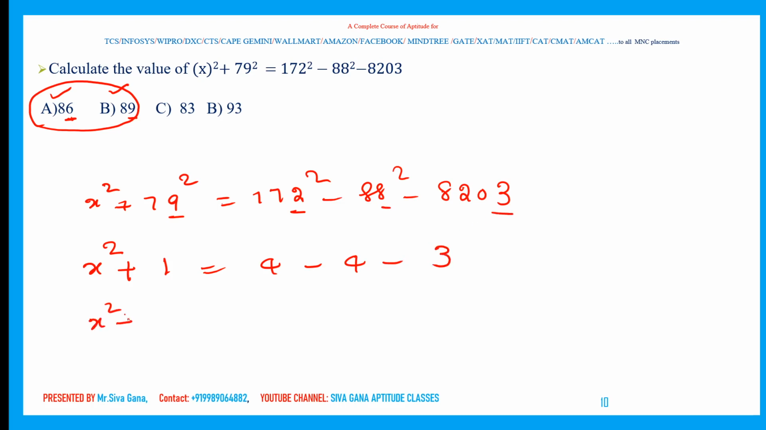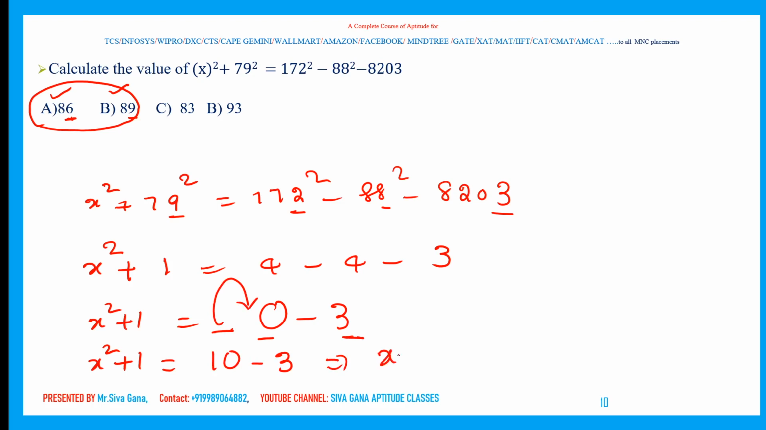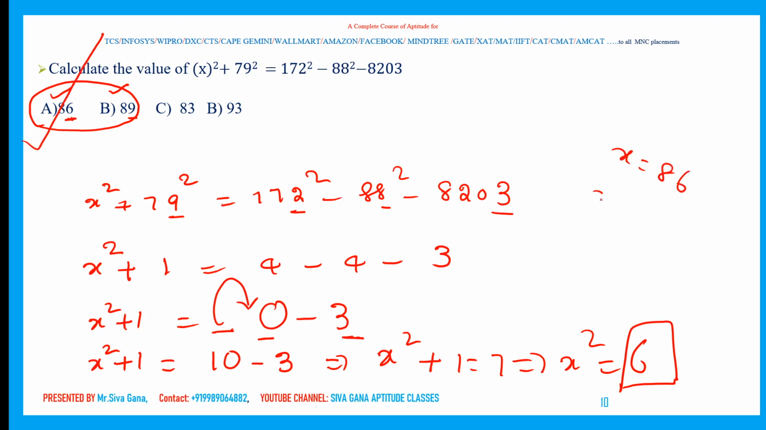So x square plus 1 is equal to 4 minus 4, which is 0. 0 minus 3. x square plus 1. Remember, these are unit digits. There is definitely a tens place. Get the borrow. If we get the borrow, it will become 10. 10 minus 3, which means x square plus 1 is equal to 7. So x square is equal to 6, which means x square unit digit is 6. That is only possible with option A. x square unit digit is 6, which means option A. 86 square. If x is equal to 86, x square unit digit is how much? 6. That is the reason why.